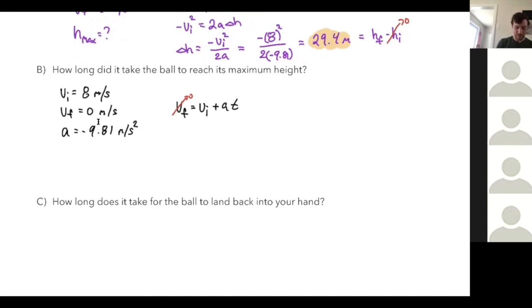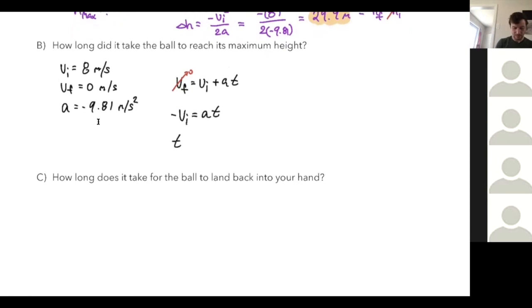We're going to get negative VI equals AT. So T is equal to negative VI over acceleration, which is negative 8 over negative 9.81. You see how if you forgot the negative with gravity, you'd get a negative time, and that would just be scary. So that negative is super important that we take into consideration.